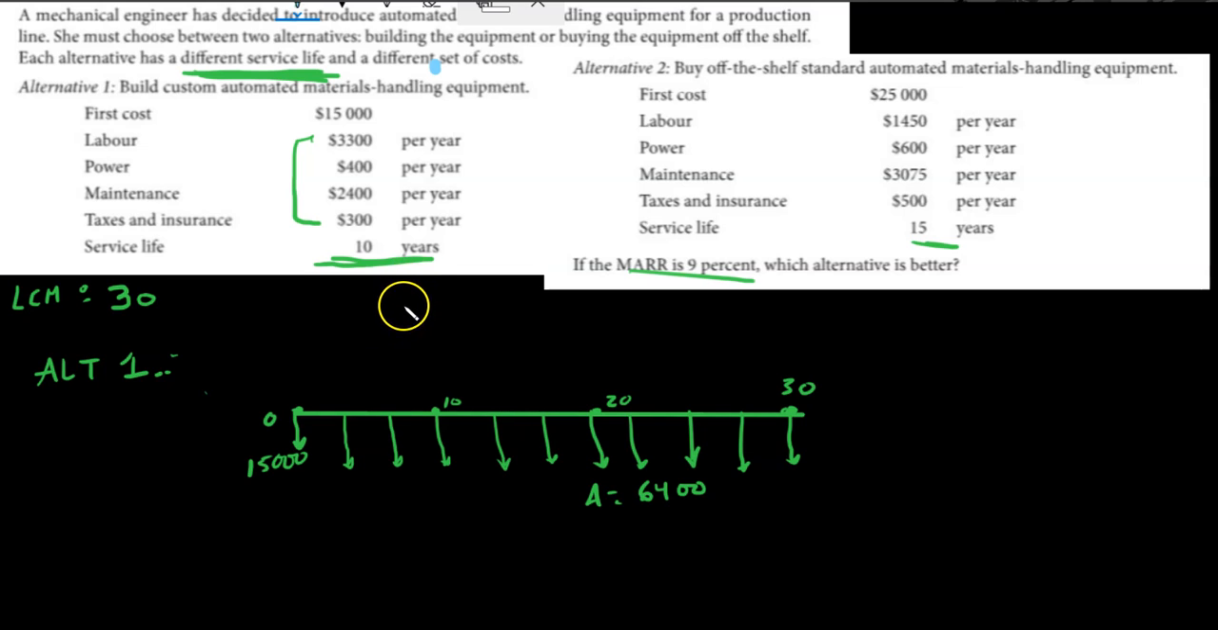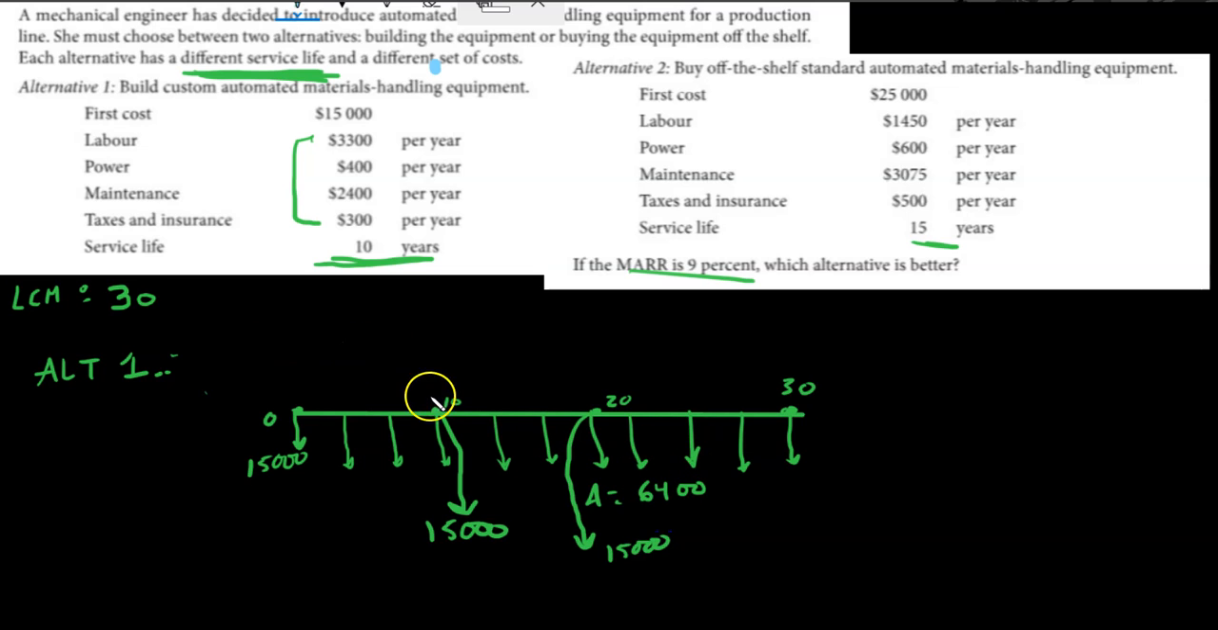We repeat things a couple times. There is no salvage value on this problem, but since we're repeating after every 10 years, we have to add another first cost at the 10th year and the 20th year. So let's say right here we have a $15,000 first cost. At year 10, we're restarting the cycle, so we have to add here another first cost of $15,000. And as well at year 20, there is another $15,000 first cost.